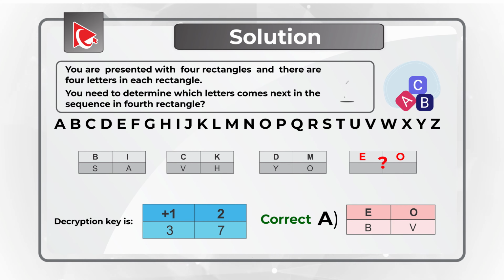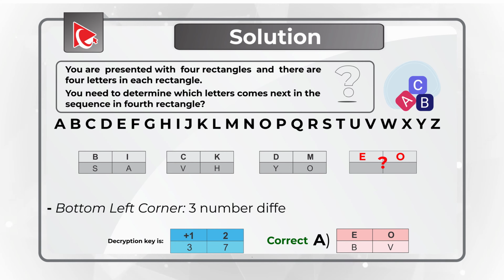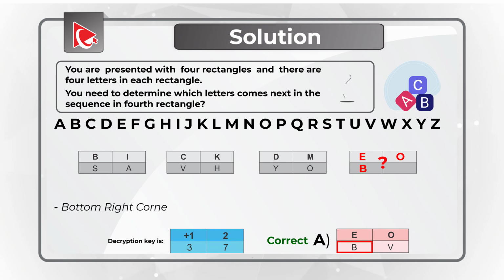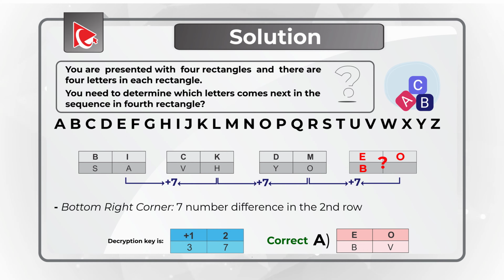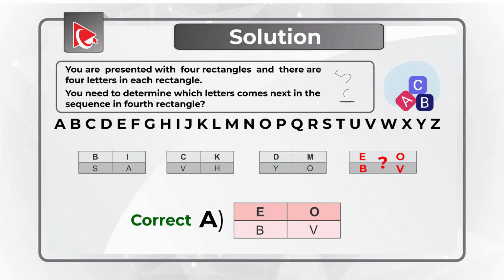But the question is done in such a way that you can continue the logic and determine the decryption key for the bottom row as well. If you're interested, bottom left corner, we have 3 number differences in the second row, and the correct choice here would be choice B. And in the bottom right corner, there is a 7 number increment, and the correct letter choice here would be choice V. So as I already mentioned, the correct choice here is choice A.